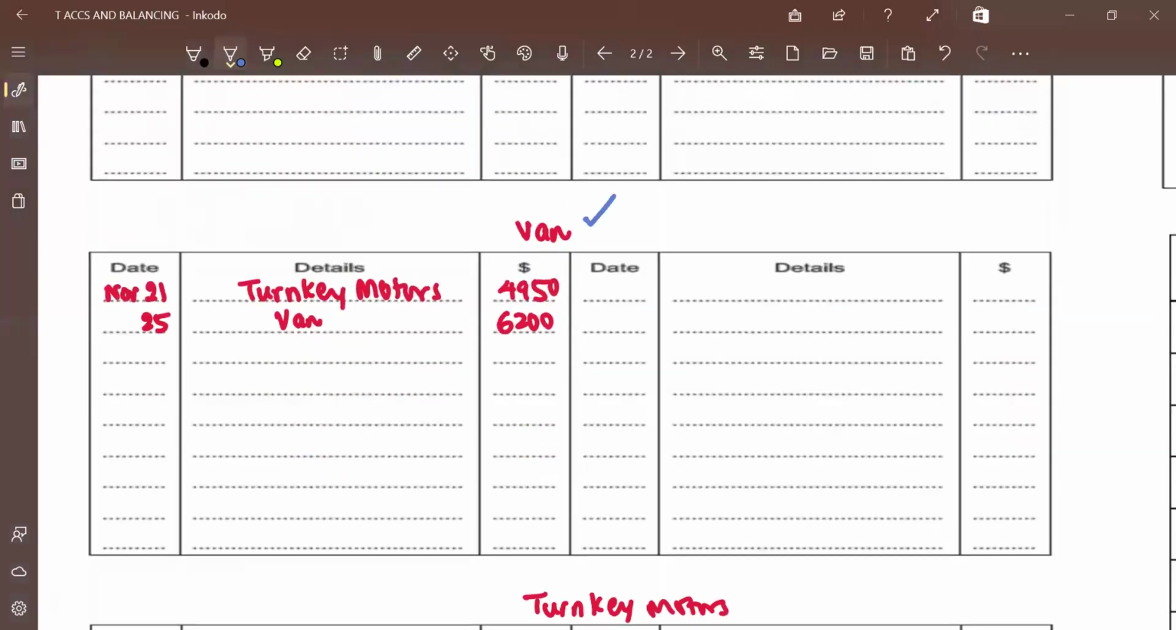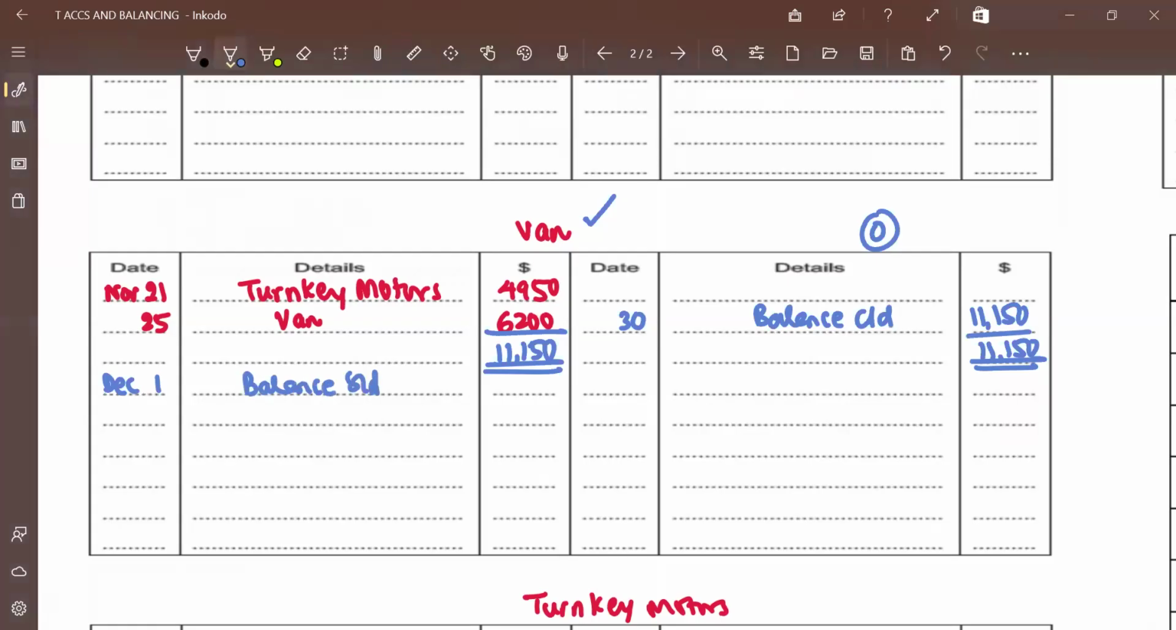Van, however, is an asset. An asset will always have a debit balance. So you write down 4950 plus 6200. You have Van's worth $11,150. You post the totals on both sides because this side has a zero balance. The balance carried down would be 11150. This is on the 30th of November. You will have to bring down the balance because it's an asset. Asset, liability, or capital balances are carried forward, brought forward. So that's the balance brought down from the previous month, which is 11150.